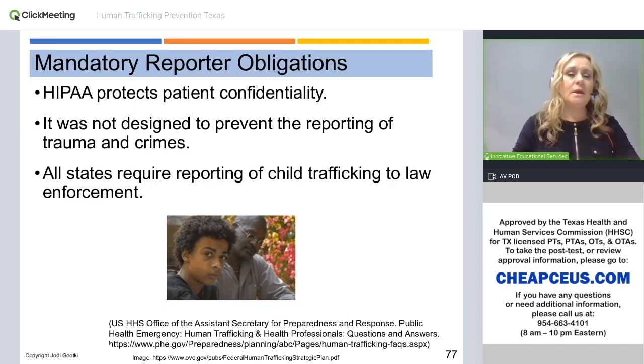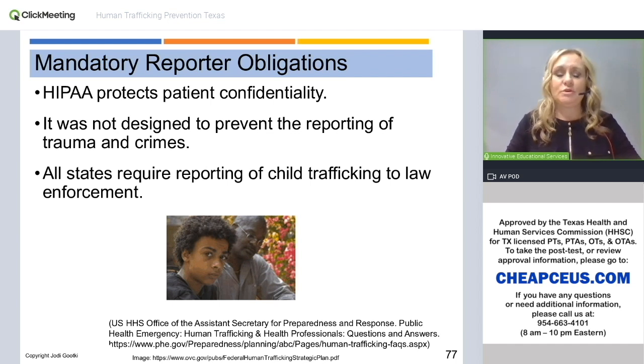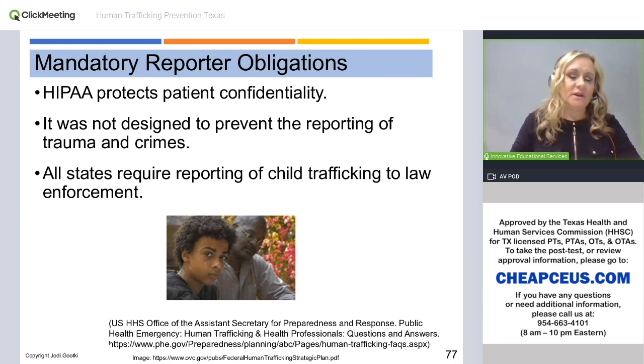Mandatory reporter obligations are sometimes challenging for healthcare clinicians to reconcile because HIPAA is in the forefront of their mind. HIPAA was designed to protect patient confidentiality. It was not meant to prevent the reporting of crimes or prevent the reporting of trauma and human trafficking. That's not the intent of it. So you do not need the patient's consent in order to report a tip of human trafficking. Anytime there is a child involved, you are required to report to law enforcement.